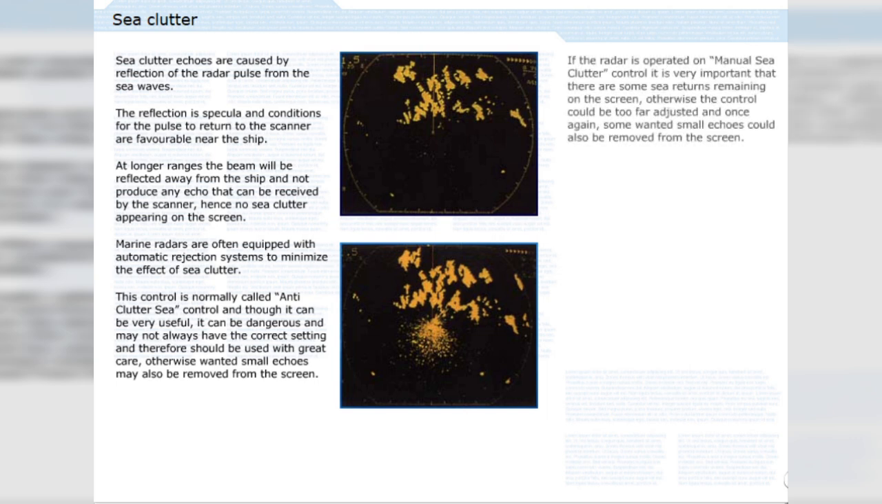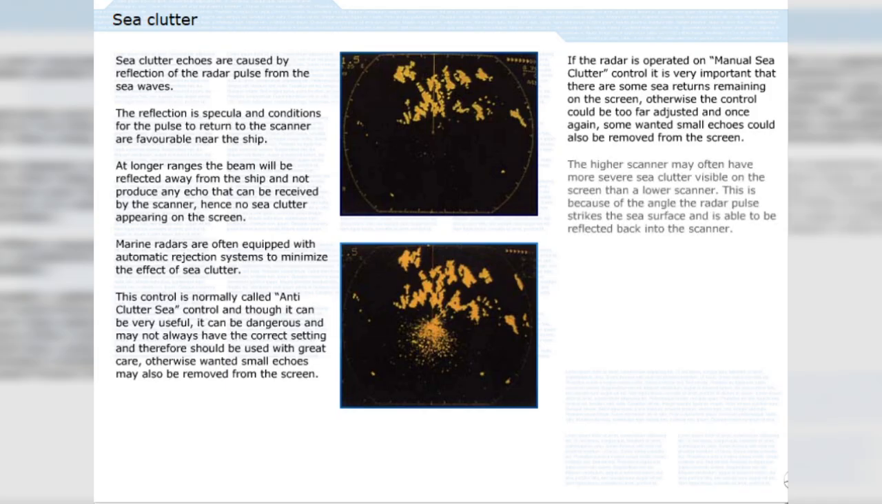If the radar is operated on manual sea clutter control, it is very important that there are some sea returns remaining on the screen. Otherwise, the control could be too far adjusted. And once again, some wanted small echoes could also be removed from the screen. The higher scanner may often have more severe sea clutter visible on the screen than a lower scanner. This is because of the angle the radar pulse strikes the sea surface and is able to be reflected back into the scanner.